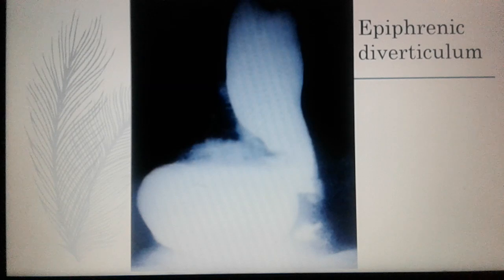Like in this imaging study, you can see the epiphrenic diverticulum. There is this dilated esophagus part, and this is the large epiphrenic diverticulum, or large lesion sitting just above the diaphragm at the lower esophageal sphincter site.